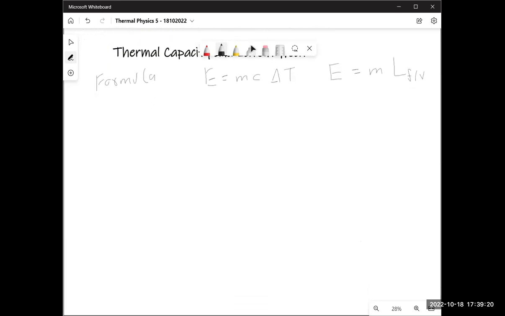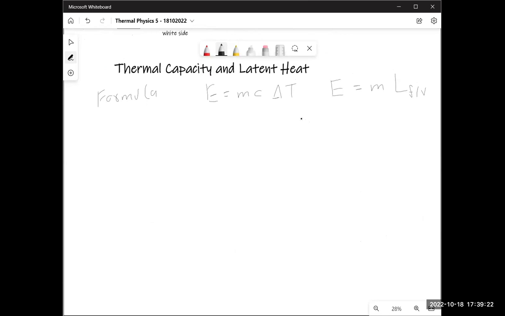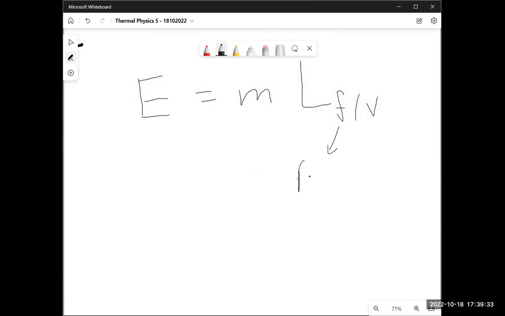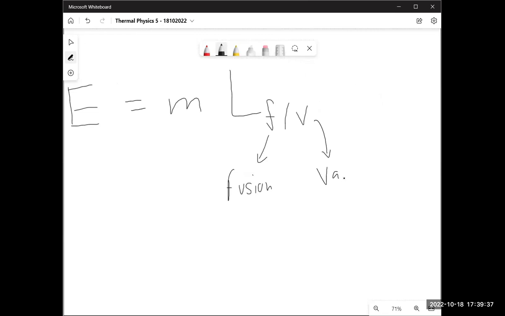I'm going to move on to thermal capacity and latent heat. Now write these formulas in your notebook: E equals mc delta T and E equals mL. Now this L could be of two types: F stands for fusion, or it could be for vaporization.